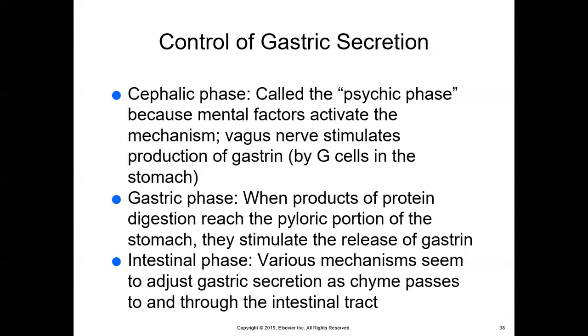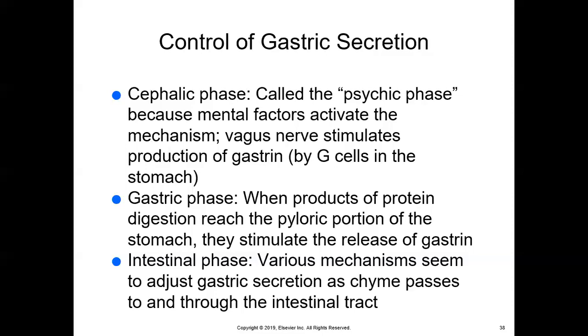when the products actually touch the part of the stomach in the pyloric region at the very end of the stomach. When it reaches that part, then that stimulates release of gastrin. So then you have the intestinal phase. So various mechanisms seem to adjust gastric secretion as chyme passes to and through the intestinal tract.